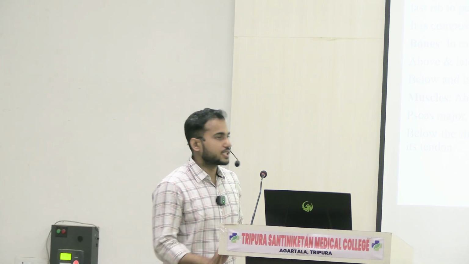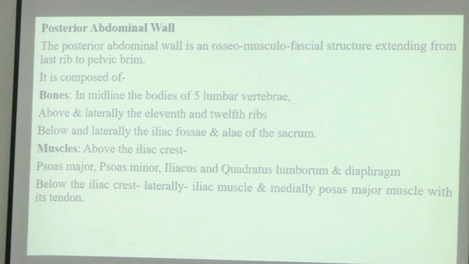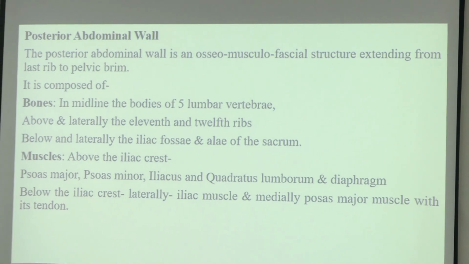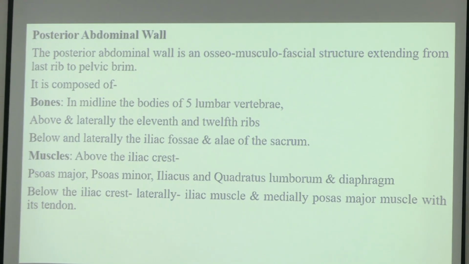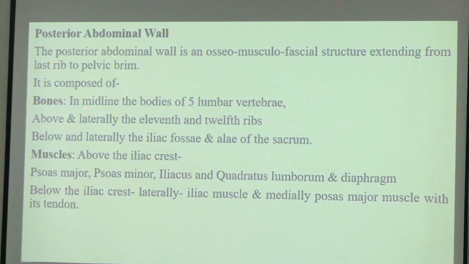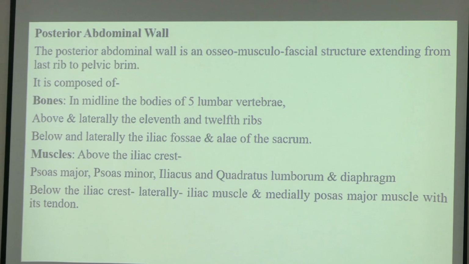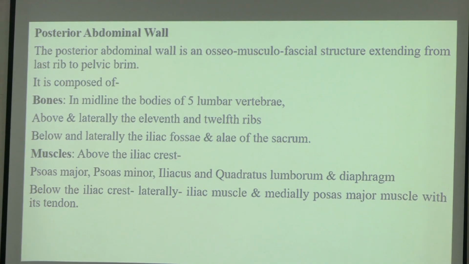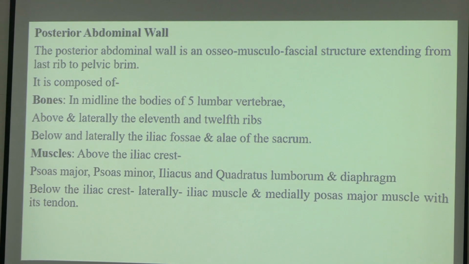And what are the components? Three components are there: osteo, musculo and fascial. That means bones are there, muscles are there and fascia are there. These are the three components. Next, you can see the bones. So what are the bones present in the midline? What do you think? Which bones will be there?